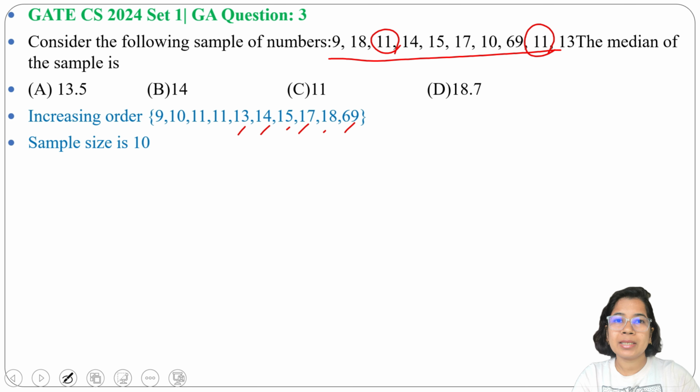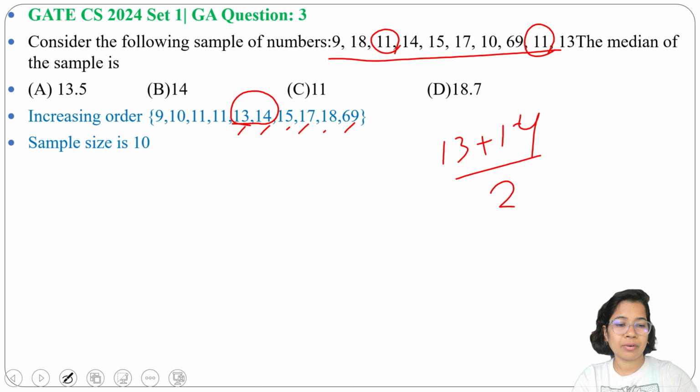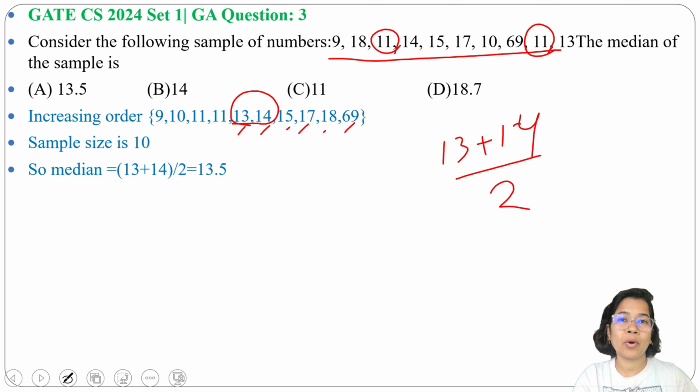When the length is even, the sum of the middle two numbers divided by 2 is the median. When the length is odd, the middle number is the median. So here length is even, that's why the 5th number and 6th number added and divided by 2 will be the median. So 5th number is 13, plus 14. So 13 plus 14 divided by 2 is our median. So 13 plus 14 divided by 2 is 13.5.